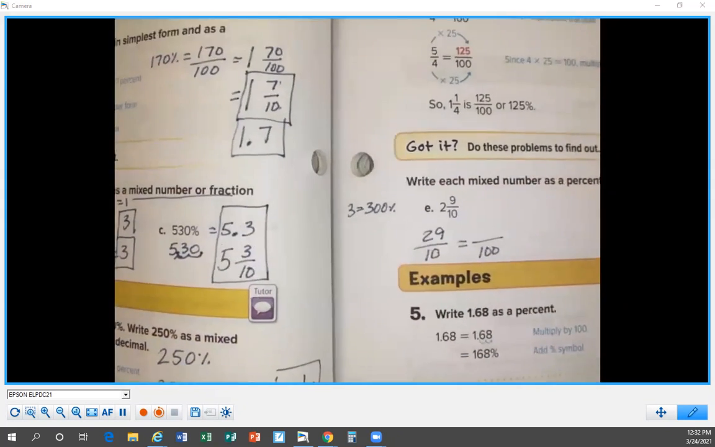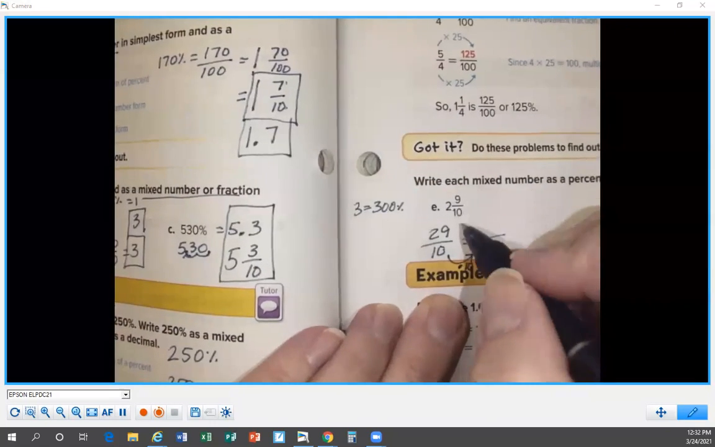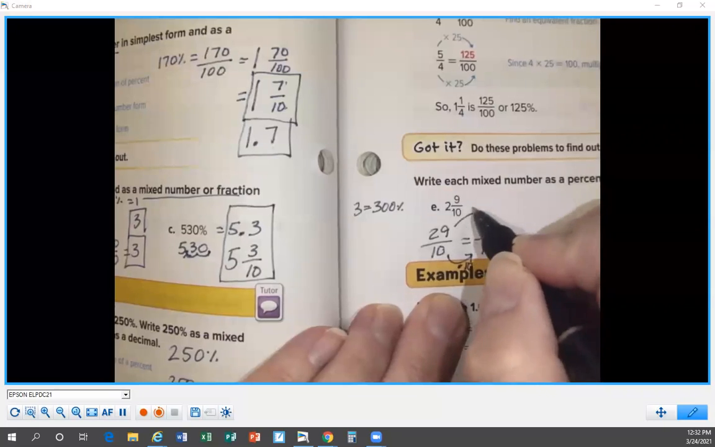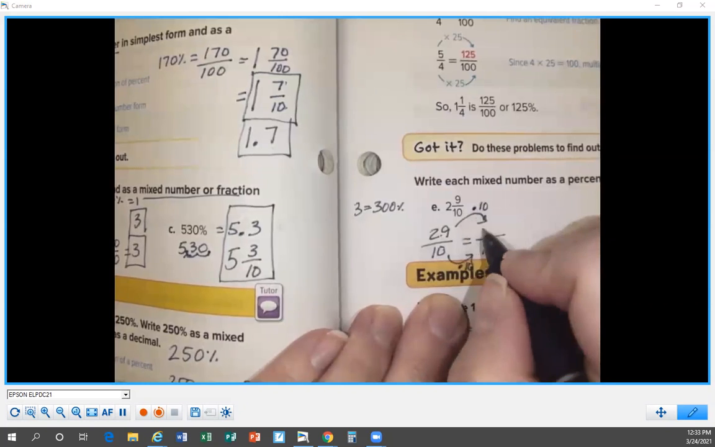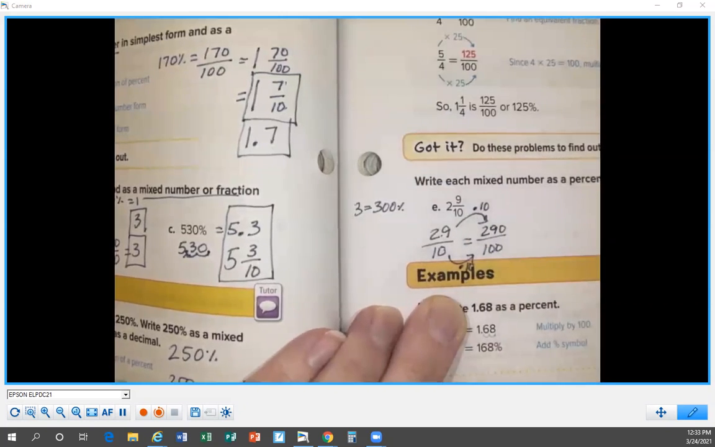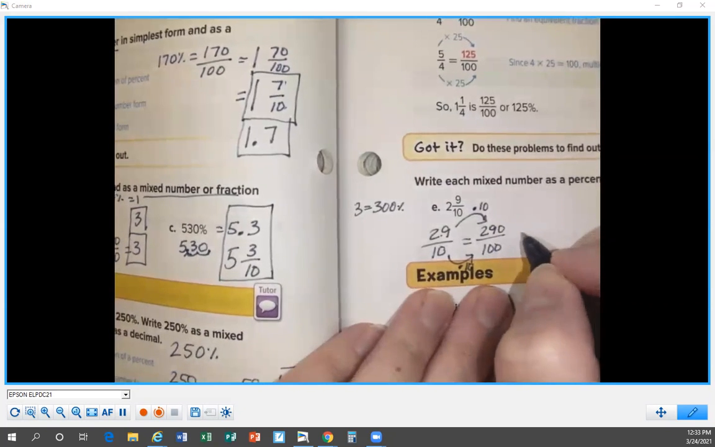How do we get from 10 to 100? We multiply by 10. So how do we get from 29 to our answer? We also multiply by 10. 29 times 10 is 290. So we have 290 per 100. 290 per 100 is 290 per cent.